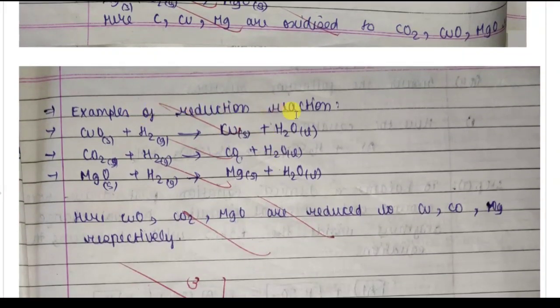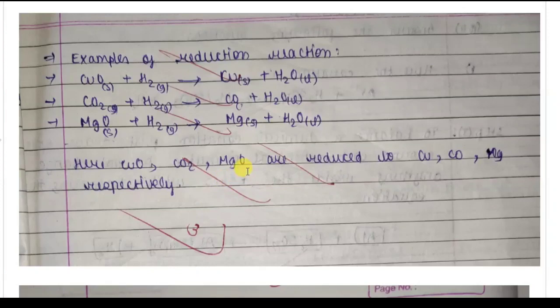Here are examples of reduction reactions: CuO plus H2 gives Cu plus H2O, CO2 plus H2 gives CO plus H2O, MgO plus H2 gives Mg plus H2O. So here CuO, CO2 and MgO are reduced to Cu, CO and Mg respectively.